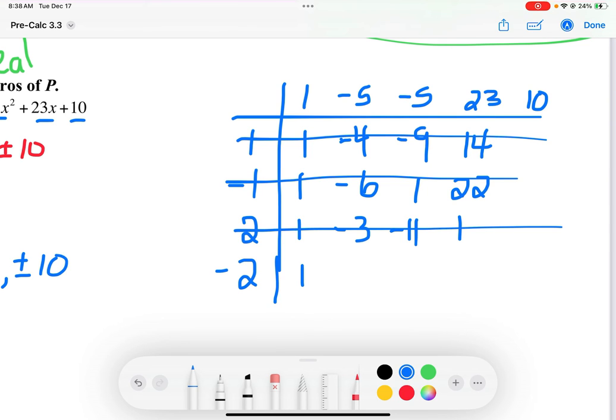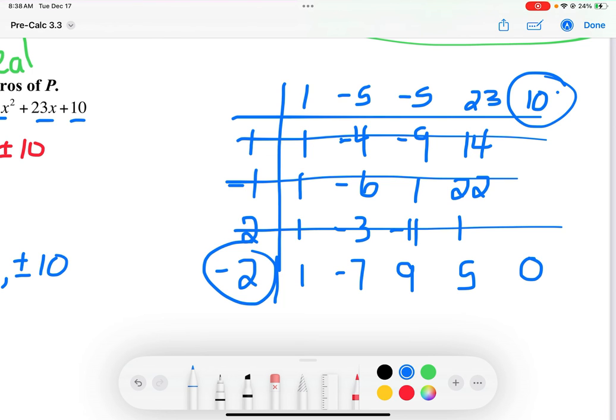Bring down the 1. -2 times 1 is -2. Add -5, you get -7. -2 times -7 is 14. Add -5, you get 9. -2 times 9 is -18. Add 23, you would get 5. -2 times 5 is -10. When you add 10, you would get 0. Okay, so we get 0. This is one of our zeros.